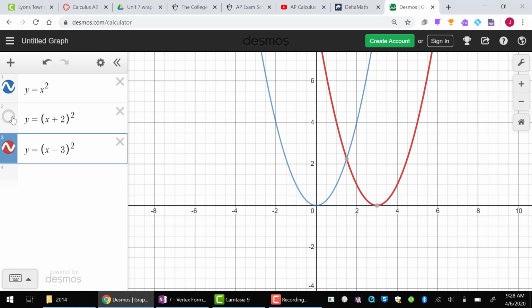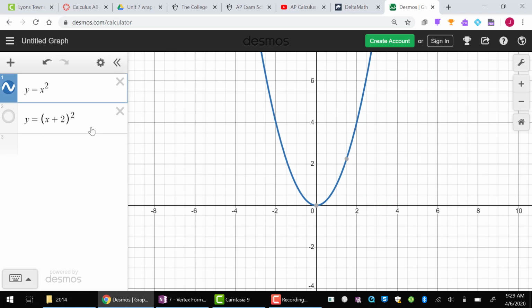I'll turn off that first transformation. Here's my blue parent function, and then now I have x minus 3 quantity squared. Where did that parabola shift over to? We're not going up or down like we did earlier. This kind of transformation is actually a left versus right transformation. So notice that this x minus 3 squared, this whole parabola, got shifted 3 units to the right of the origin. The vertex is 3 units to the right. Every point on the parent function is shifted 3 units to the right.